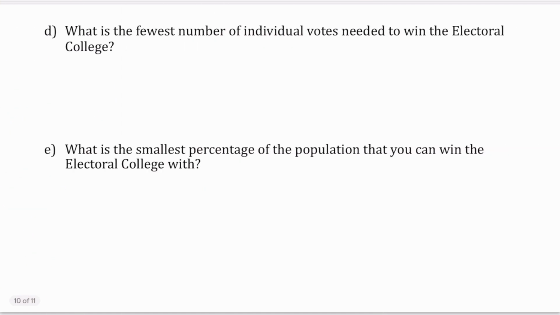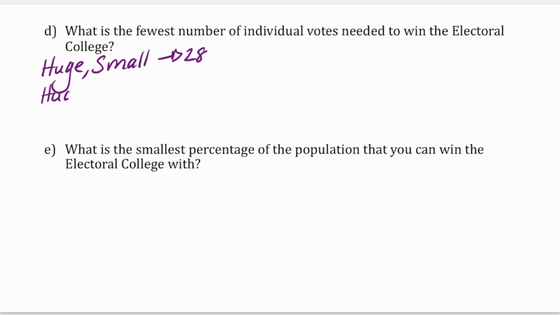D says, what is the fewest number of individual votes needed to win the Electoral College? Well, we just saw that the smallest number of electoral votes that would win would be 28. That would be a combination of huge and small voting for a candidate. If we want to know what the fewest number of individual votes we would need, we would want to figure out what is the smallest number of votes a candidate needs for each individual state. Essentially, what would be the smallest majority? What number is needed for a majority?